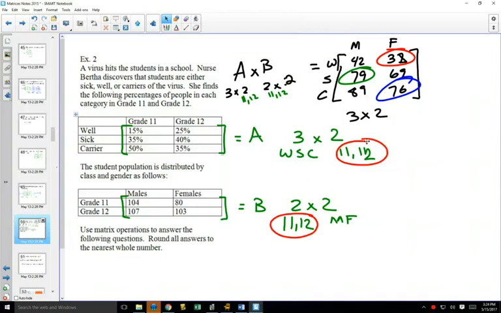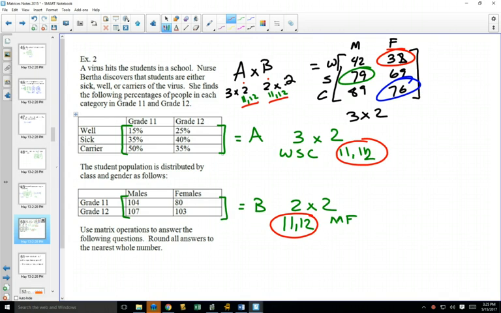So when we multiply A times B, not only do these middle numbers match, but they have to match and represent the same thing. Because you can take word problems and multiply matrices together where the matrices are able to multiply because the numbers match, but the things don't stand for the same thing. So you get answers that really mean nothing whatsoever. So it's really important that not only do those middle numbers match, but they represent the same thing. And here, they represent grade 11 and grade 12.